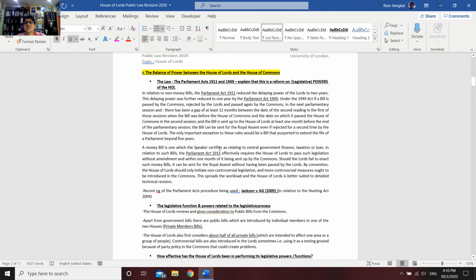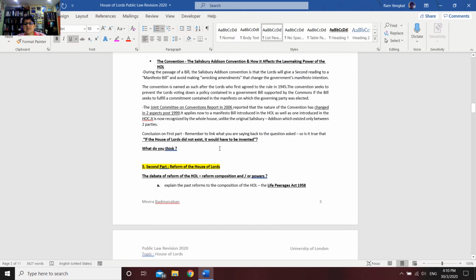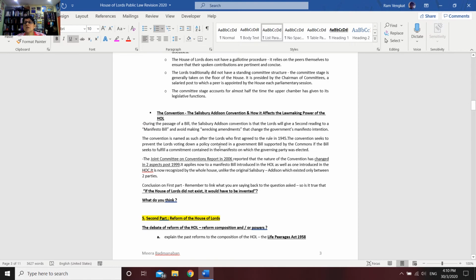So number 4 was the balance of power. Number 5 at the bottom of page 3 brings us to the second part, which is reform of the House of Lords. In looking at reform of the House of Lords, we need to look at, are we talking about reform of composition and/or powers? And I'm just going to highlight that in red for you so that you can see that clearly. Are we talking about reform of composition and/or powers?